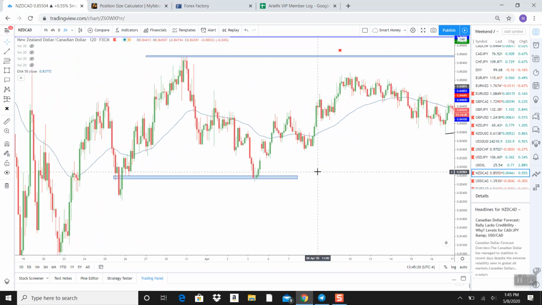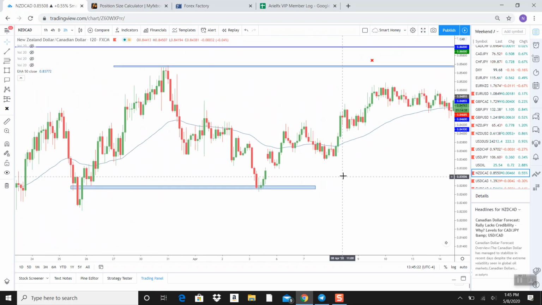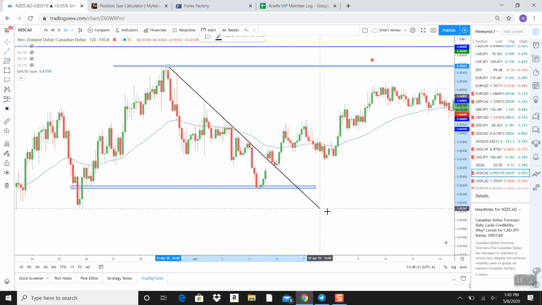You can wait for a counter trend break of structure. So wait for price to stop in your level of interest, scale into a lower time frame, and wait for price to break structure. And this is what I mean by counter trend structure. This is your counter trend.